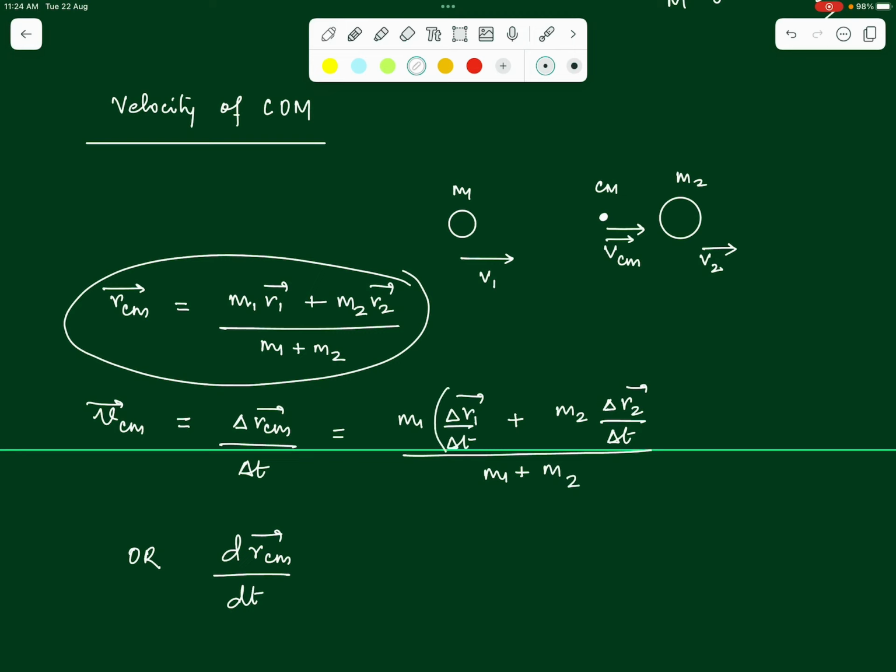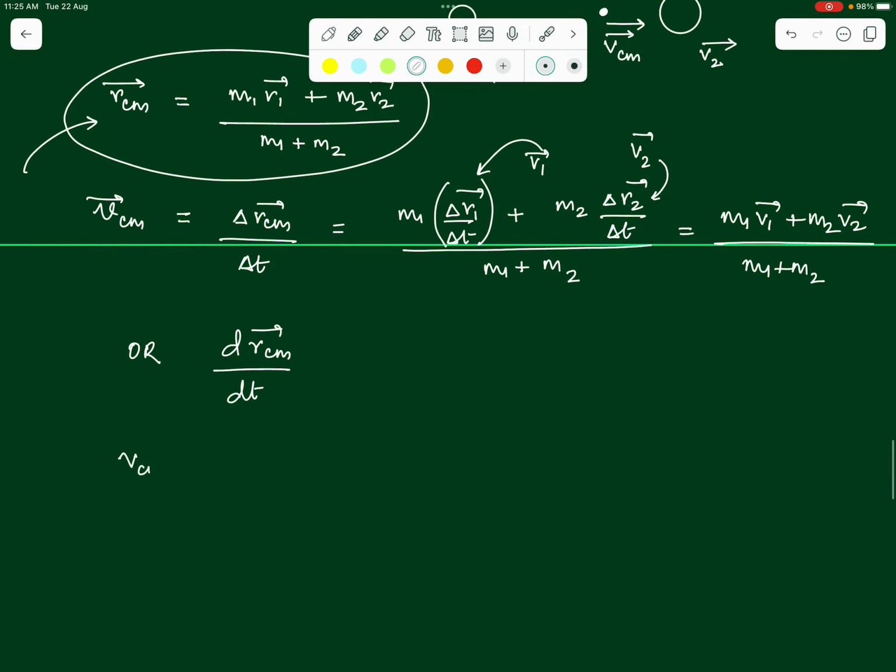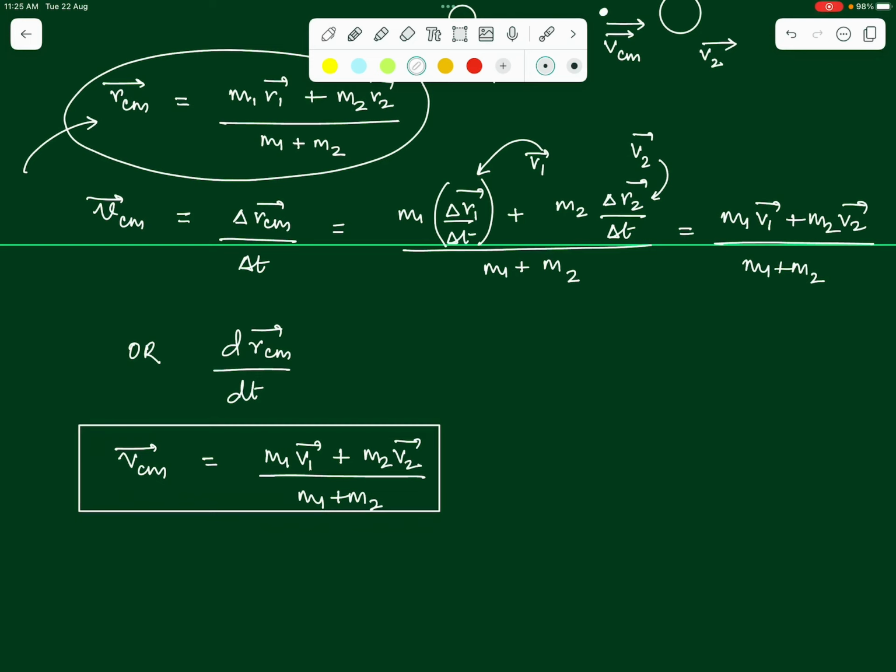So what will this be? This will be nothing but the velocity of the particle 1, v1, and this is nothing but the velocity of the second particle, v2. So can we say that the velocity of center of mass comes out to be m1 v1 plus m2 v2 over m1 plus m2? Similar to what we have for the position of center of mass, isn't it? So velocity of center of mass, average or instantaneous, whatever it is, you can write it as m1 v1 plus m2 v2 over m1 plus m2. Mind you, this is for a two particle system that we have defined the velocity for center of mass, right?